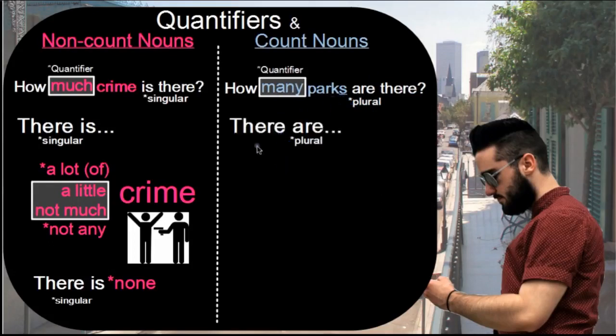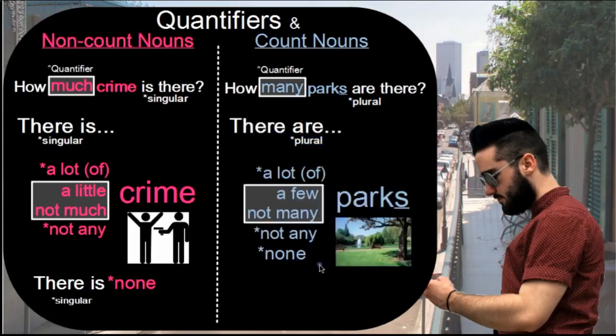When we answer the question, again, we use the plural form there are and the quantifiers. For example, how many parks are there? There are a lot of parks. Or there are a few parks. There are not many parks. There aren't any parks. And again, be careful with none, because when we use none, we do not use the noun. We only use the quantifier. How many parks are there? There are none.